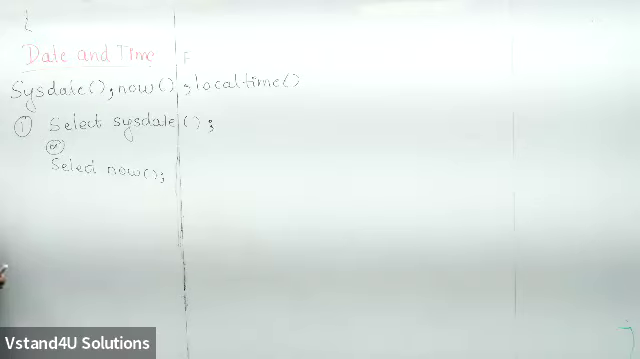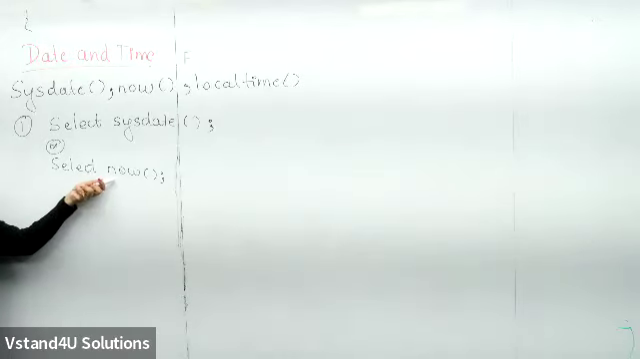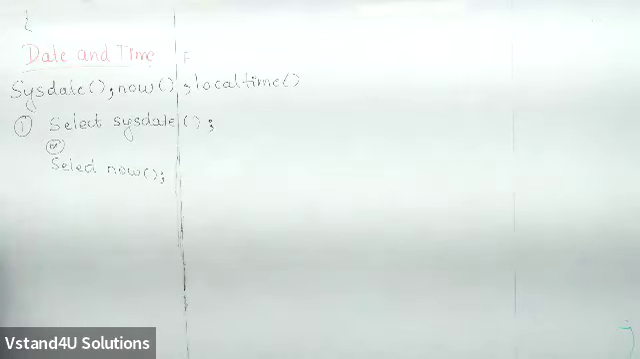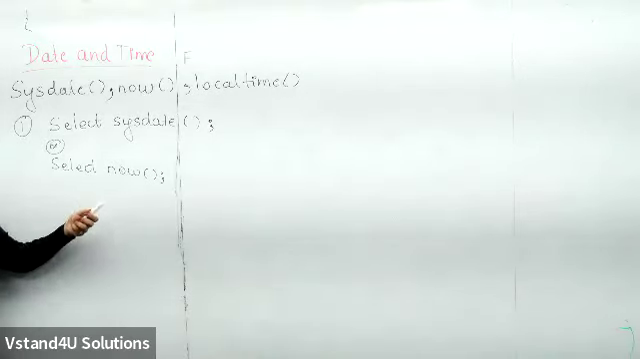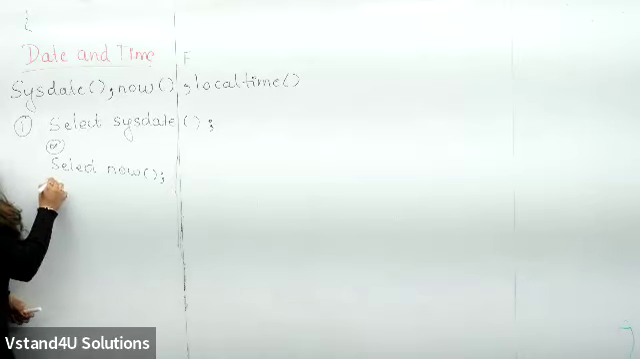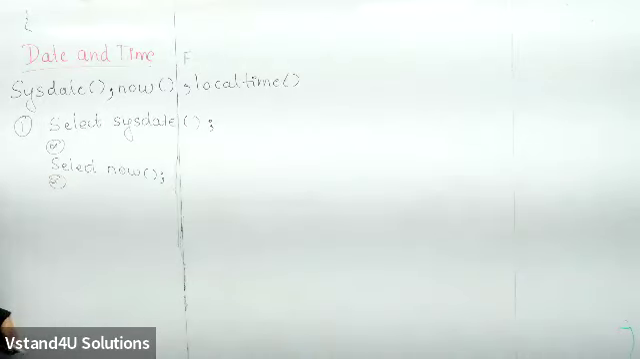Present, current. So, by using this function, they are telling you to get the current date and time. Yes or no? So, can you use the now function? Can you use the local time function also? Yes or no? They are telling you to get the date and time.